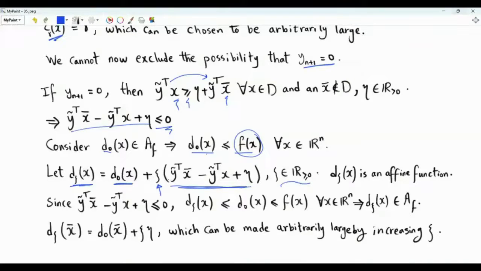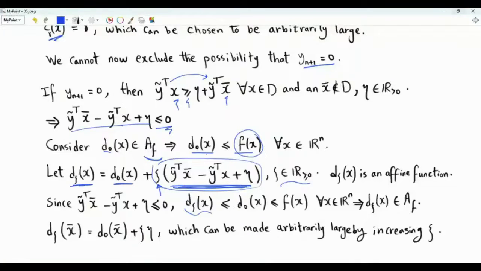Note that what we have here, we have zeta y tilde transpose x bar, that's a constant. We have zeta eta, that's a constant. We have minus zeta y tilde transpose x, that's a linear function of x. In other words, d zeta of x is still an affine function. Is it an affine function in the set AF? The answer is yes, because this quantity between brackets is non-positive and zeta is non-negative. So this term here is non-positive.